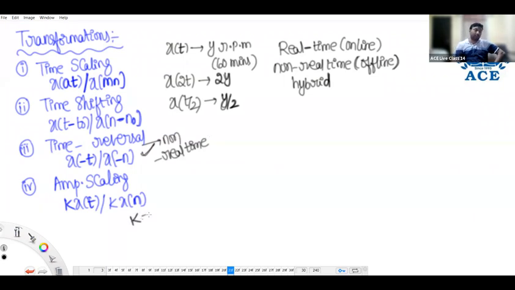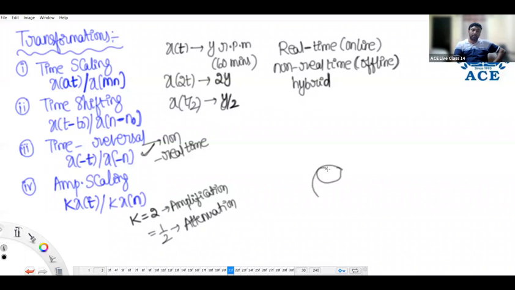Certain times you may change the y-axis. That is called amplitude scaling. If I take a k value greater than 1, that is called amplification. If you take a k value less than 1, that is called attenuation. If you want to change the y-axis, that is called amplitude scaling.